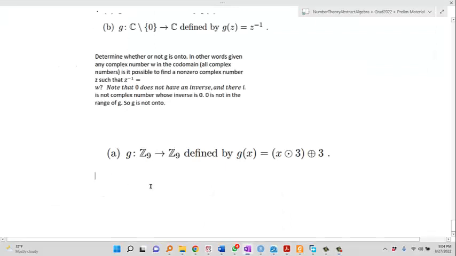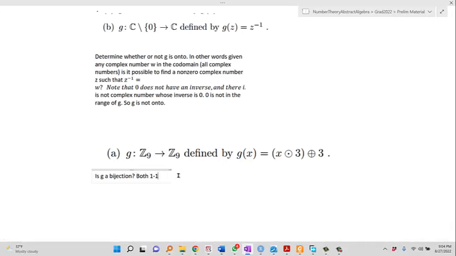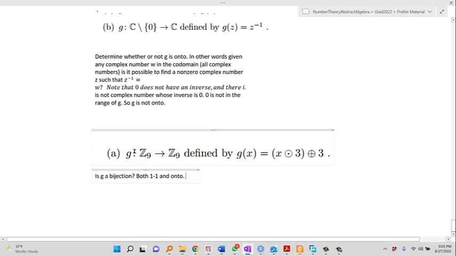Okay, the last question was, is g a bijection? Where g is a function from integers mod 9 to integers mod 9, g of x equals x modular multiply 3, plus 3. If it's a bijection, that means it's both one-to-one and onto. One way to do this is simply to list g of x for all values of x, because Z9 only has 9 elements, so that should be easy enough.